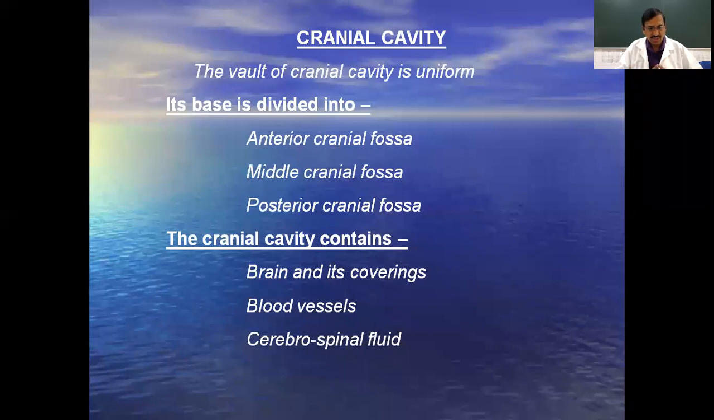Next, coming to the cranial cavity, to avoid overlapping or postural compression over one part of the brain or the other part, there are some partitions. They are in the form of dural folds. They are called dural folds. What the dural folds are, all these things we will see.